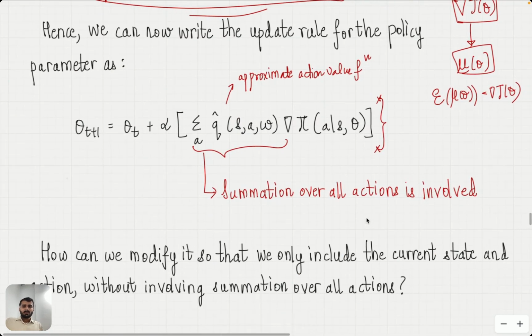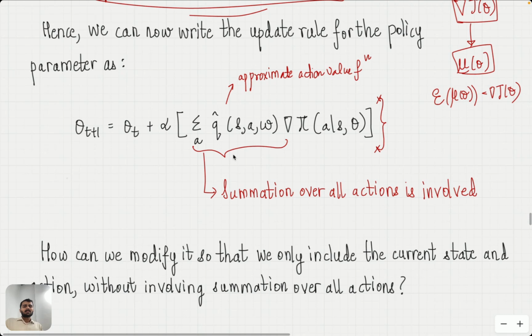Now this is an algorithm which is used in some cases, but it's not very practical because summation over all the actions is a bit difficult to do. Ideally, I don't want to sum over all the actions. I only want terms in my policy update rule which involve the current state and the action which is taken at that state. I do not want to include the summation over all the actions. So, how can I modify the expression above without involving summation over all the actions?